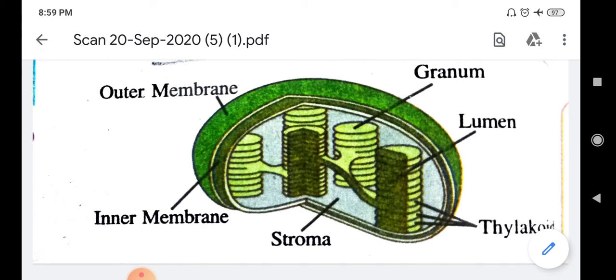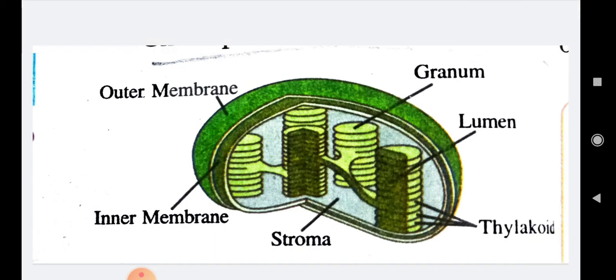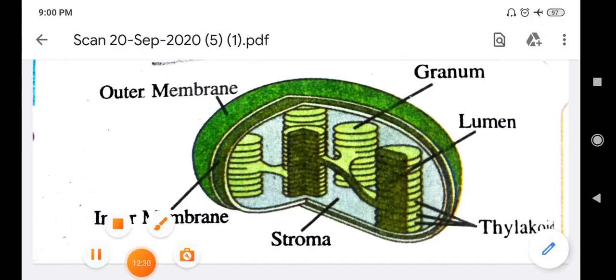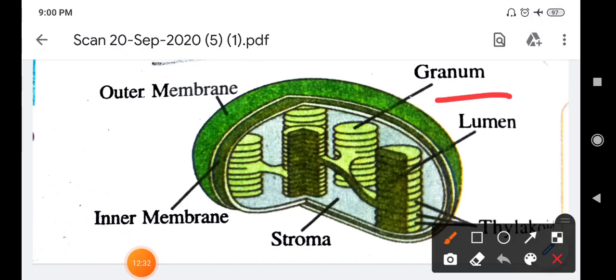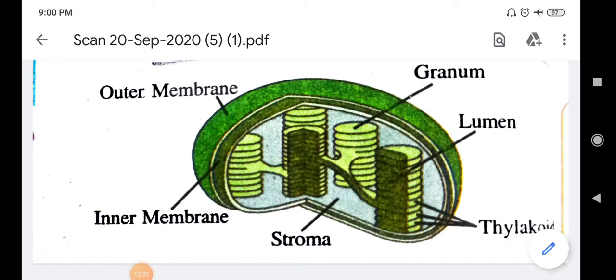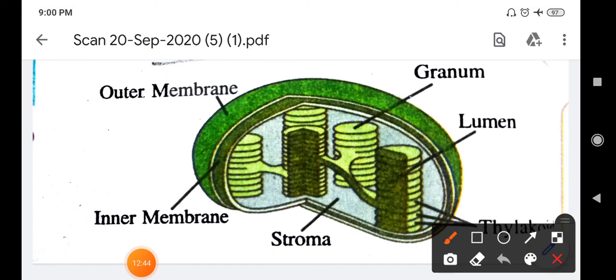The thylakoids are arranged in a stack-like structure, and that set of thylakoids is called a granum. What is granum? Nothing but the set of thylakoids, and each one is called a thylakoid. And the fluid that is present inside the chloroplast is called stroma, where the enzymatic reactions take place. Here the stack of thylakoids is called granum, and the enzymatic reactions take place in the stroma. So this is the structure of the chloroplast.